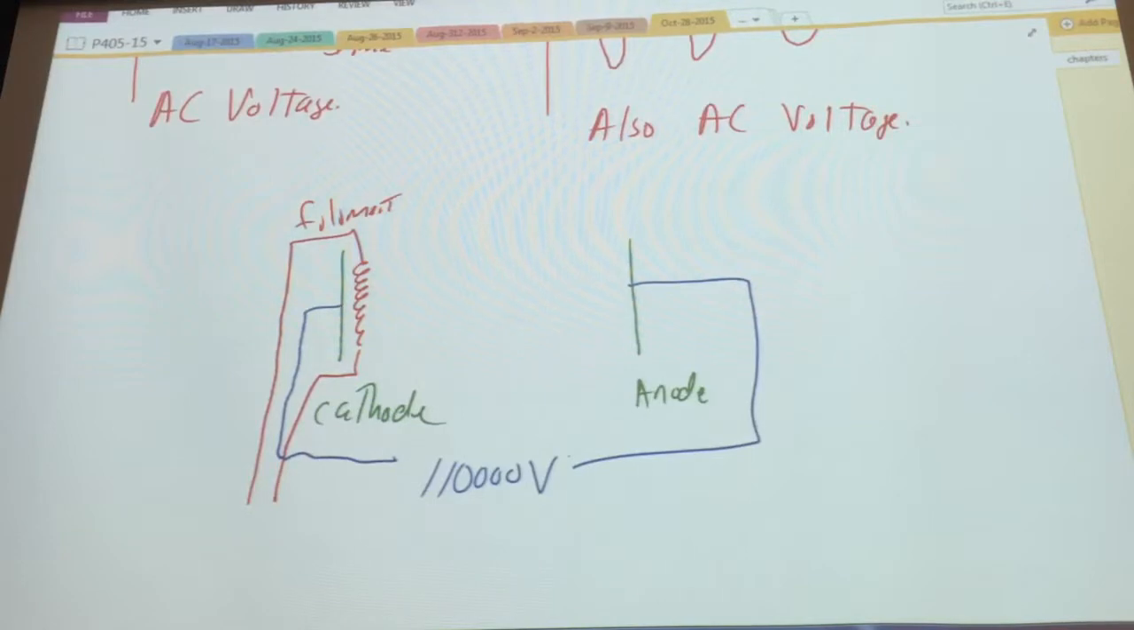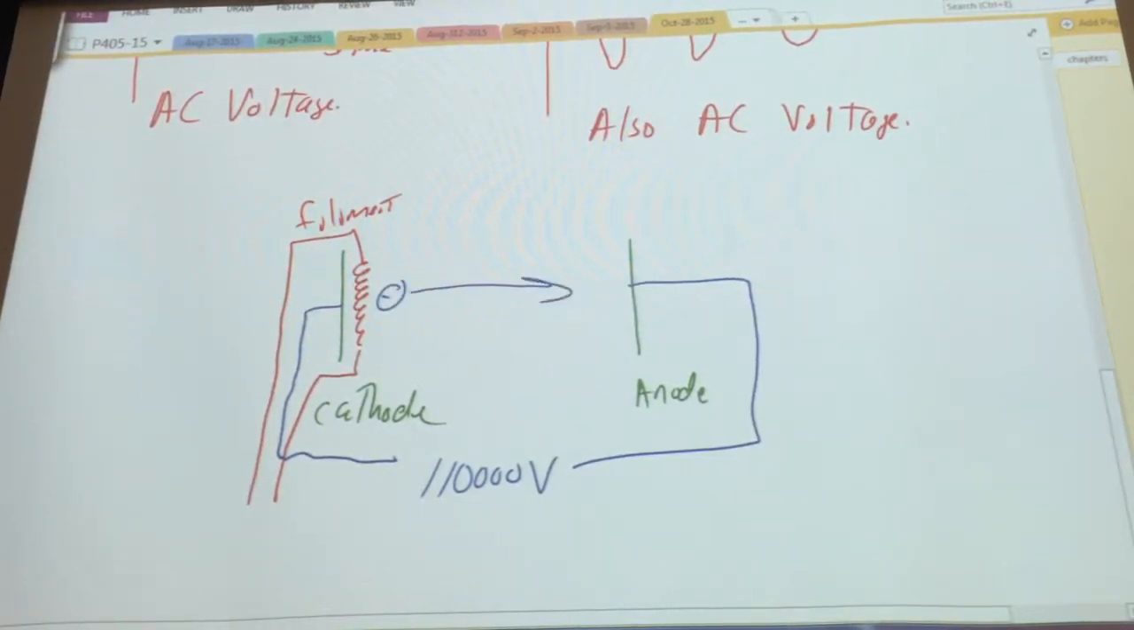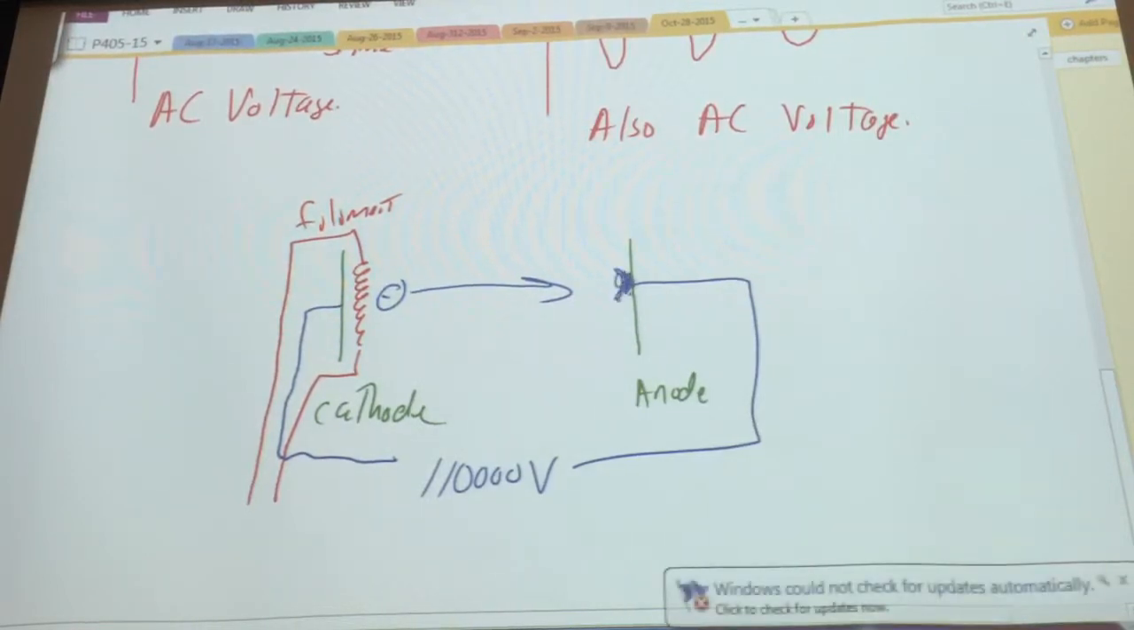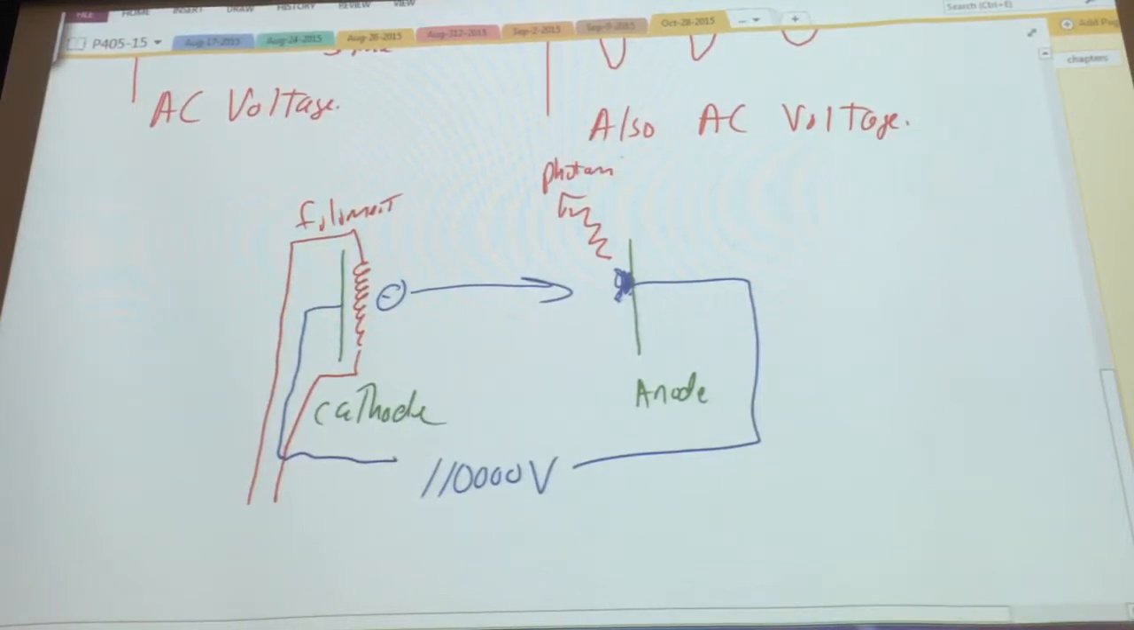And then what's going to happen when the electrons come flying off the filament? What happens? They smash into the anode. Well put. So graphic. They smash into the anode. Big old splot there, right? And when they smash into the anode, off comes a photon. So that's what we want. An X-ray photon, more specifically.